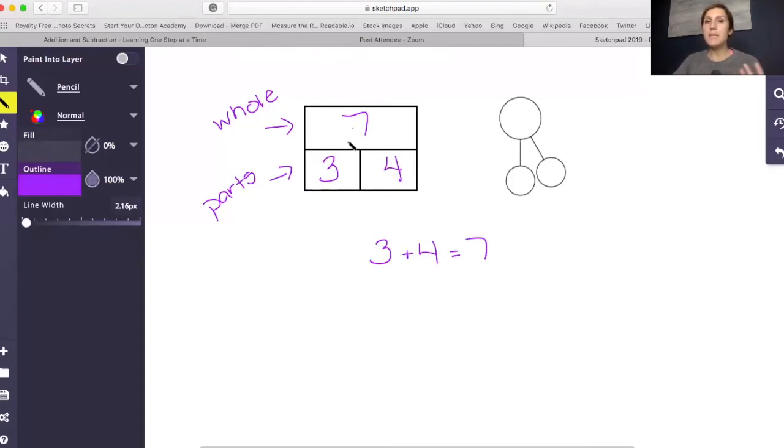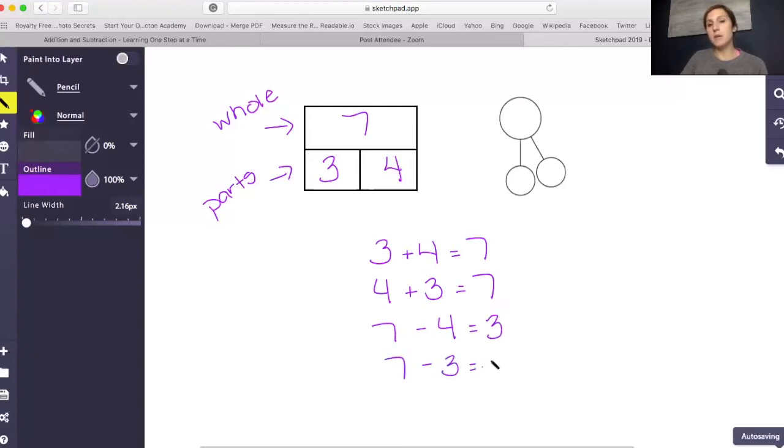Now that I have my numbers inside my tape diagram, I can show you all of the problems that are shown by this tape diagram. So I've got 3 plus 4 equals 7, obviously. We talked about the commutative property of addition in an earlier lesson, so I know that also 4 plus 3 equals 7. It doesn't matter which of these boxes I show first in my problem, either way will be correct. Those are the two addition problems I can show. I can also show two subtraction problems. So I can show 7 minus 4 equals 3, or I could show 7 minus 3 equals 4.